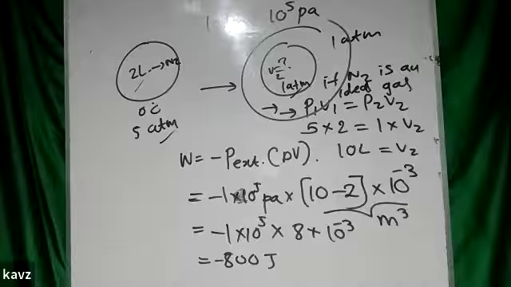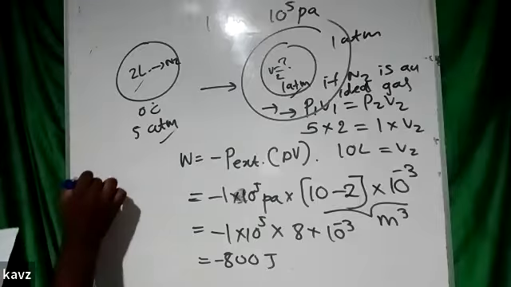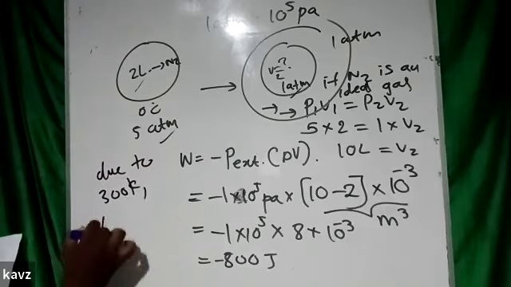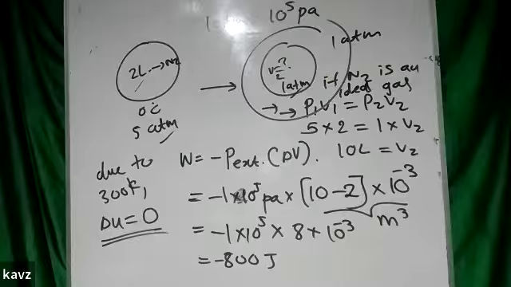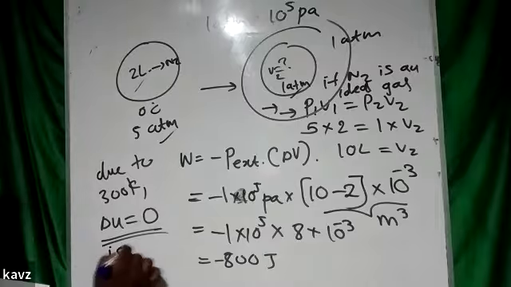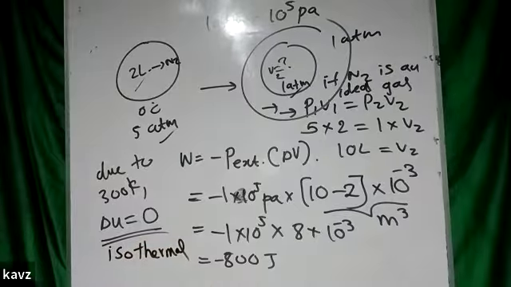You can think, because there is no temperature change given, that this is at constant temperature. Due to 300 Kelvin always, that means an isothermal process. No change in temperature, delta U is 0. No problem, because they are not asking about the work, they're asking about the internal energy. So internal energy is 0 because there is no mention about the temperature change. So we have to assume that the temperature stays constant throughout. So delta U is 0, because it is isothermal.